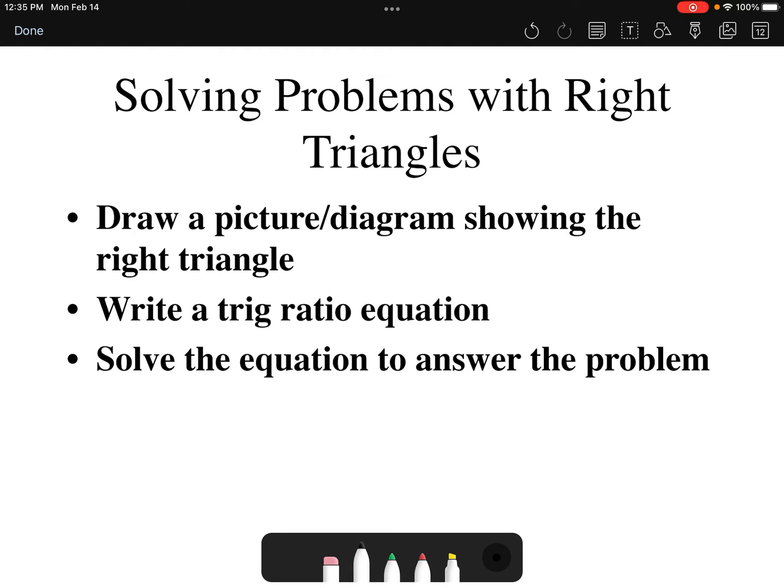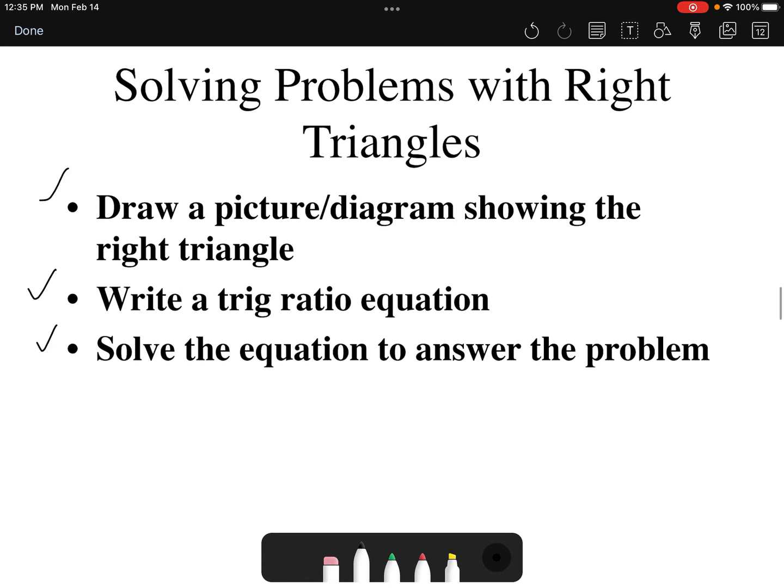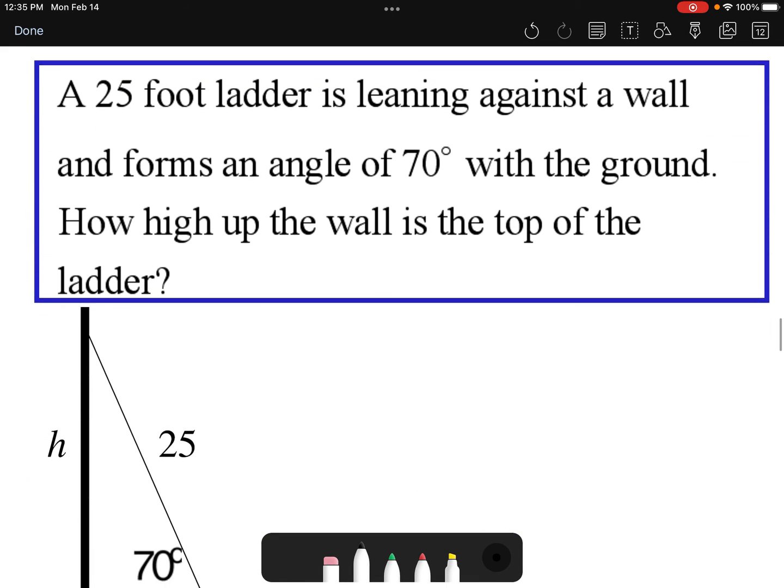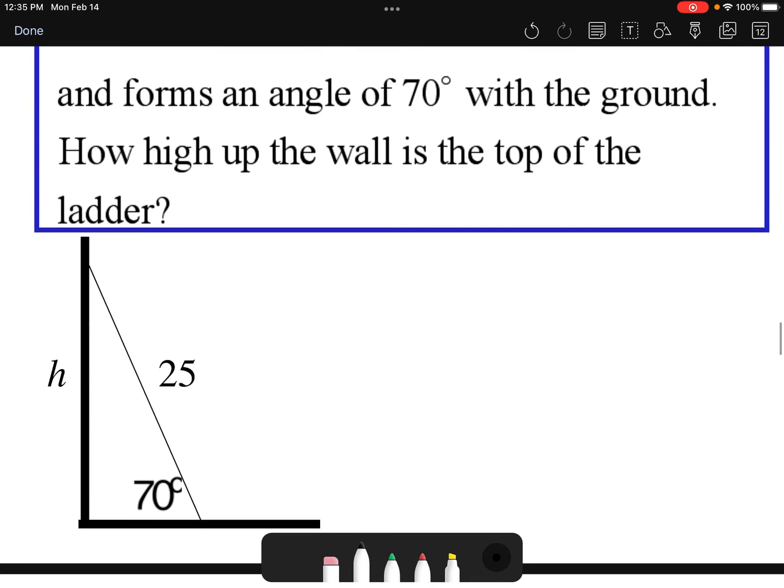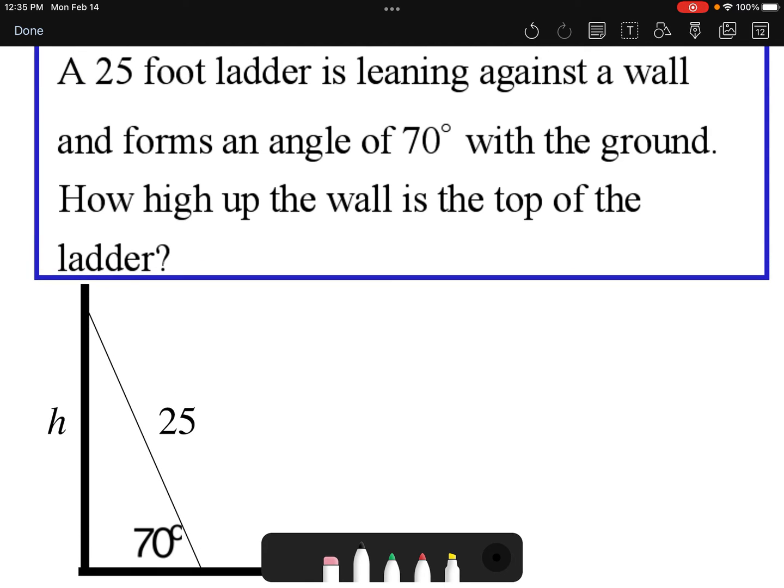Now, why do we learn this? Because we can solve problems with right triangles. The first thing we need to do is to draw a picture of it, okay? The second thing we need to do is to write the trig ratio equation, and then the third one is solve it to answer the problem. So here's a problem that's already been drawn for you. A 25-foot ladder leans against a wall and forms a 70-degree angle with the ground, okay? How high up the wall is the top of the ladder? So it's our task to figure out the height.